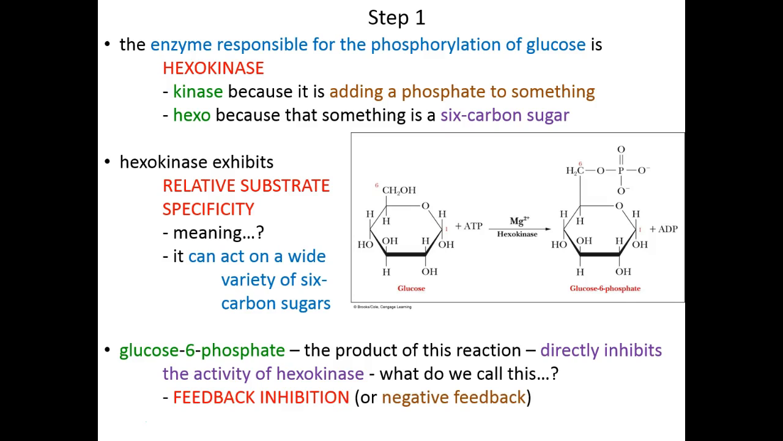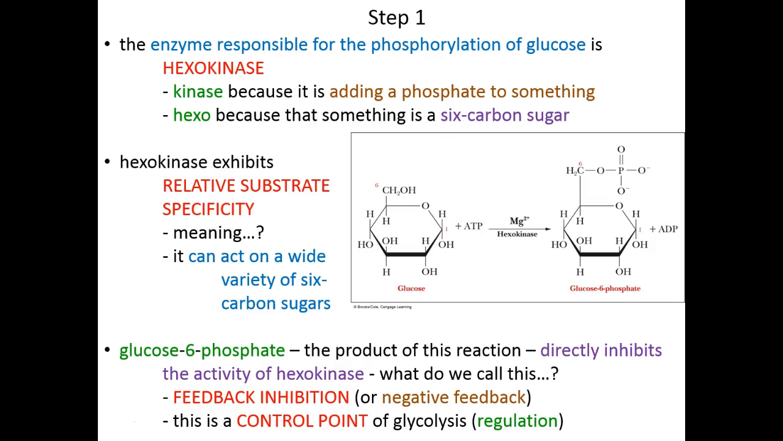Glucose 6-phosphate, which again is the product of this first reaction, directly inhibits hexokinase. So we call this feedback inhibition. Notice all of the old concepts from the beginning of the lectures that are coming back now. Feedback inhibition is also referred to as negative feedback. This is where the product of a reaction inhibits that reaction itself.